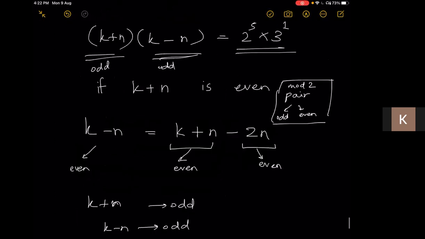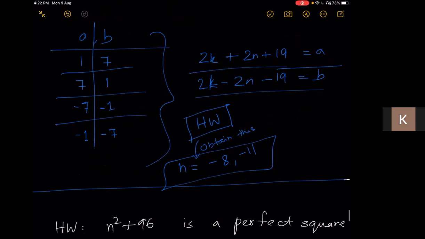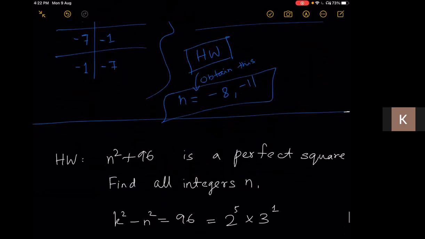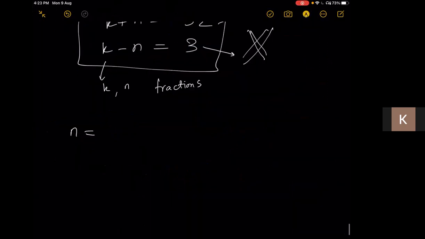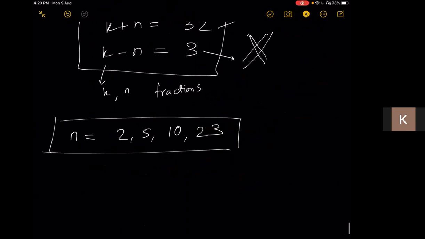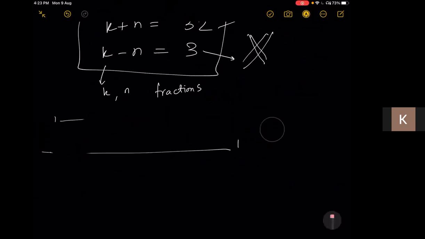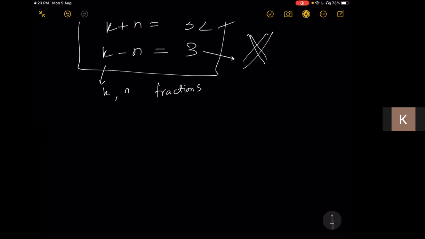So factorize this and find all the solutions. I'm telling you the answer also, just so that you can check: 2, 5, 10, 23. But solve the question fully. And I am removing this. Okay, so the next question.